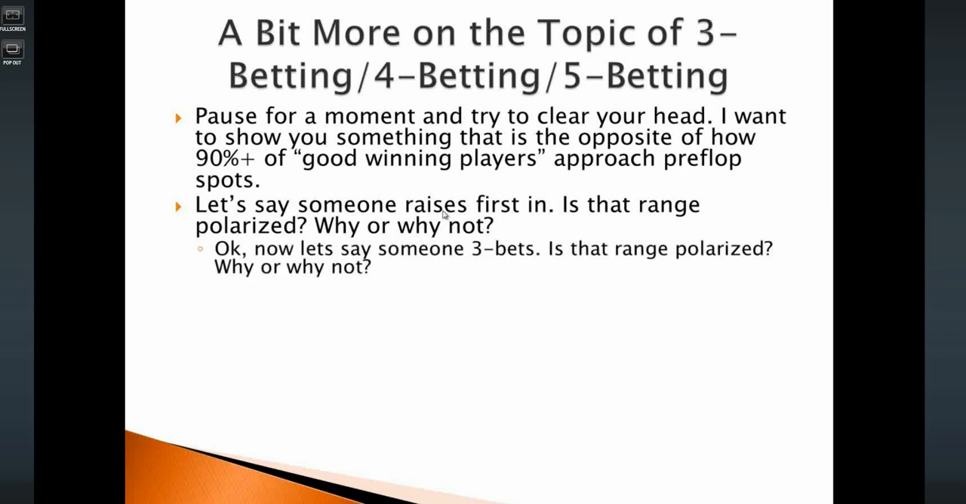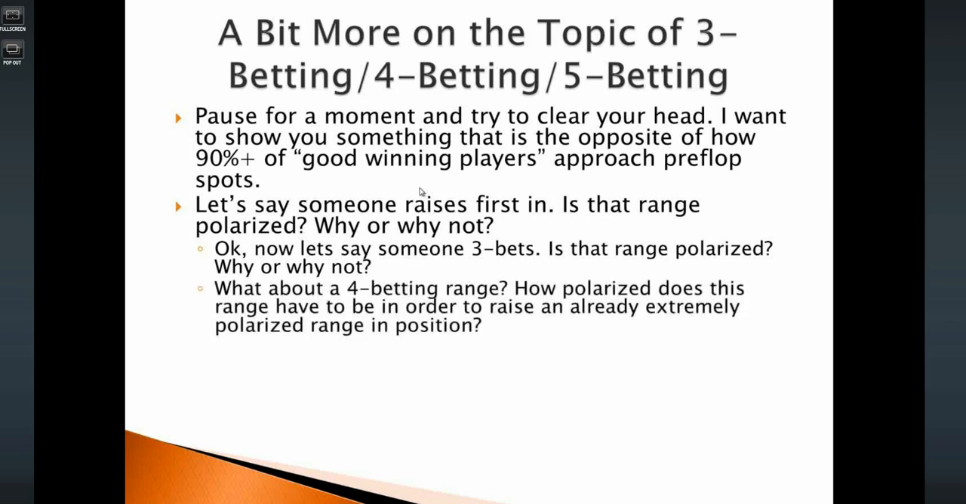Okay, now let's say someone 3-bets. Is that range polarized? Why or why not? I'm not going to repeat the whole thing we've just talked about, but clearly that's a polarized range. It makes sense for a bunch of reasons. So now we have our first polarized range that's come into play. Now, what about a 4-betting range? How polarized does this range have to be in order to raise an already extremely polarized range in position?